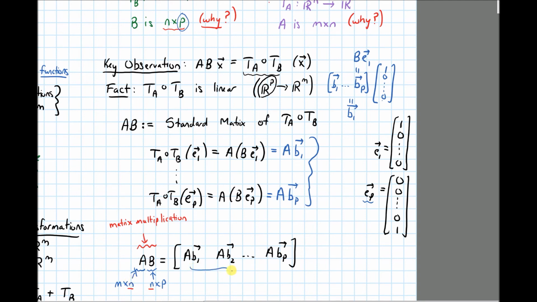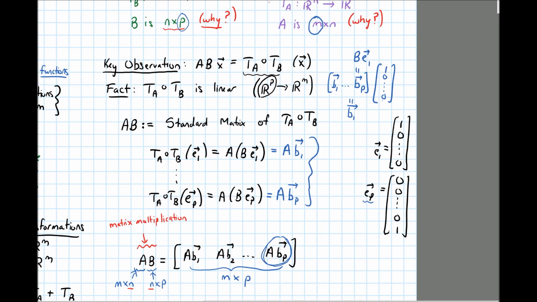So when I look at this product, I can easily see how many columns it has. It has p columns. And how many rows does it have? Well, if I look at any of these vectors, like this last vector, multiplying A times this vector b sub p gives me a linear combination of the columns of A. But the columns of A each have m rows. So this vector is also going to have m rows, or m entries. So there are going to be m rows in this whole matrix right here.